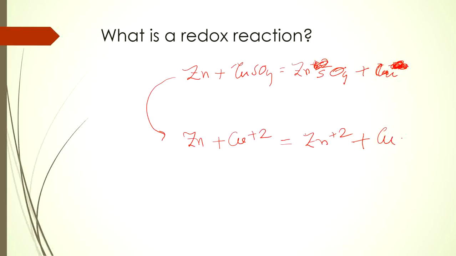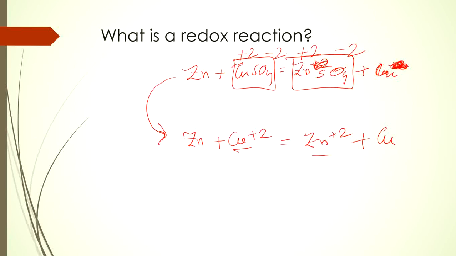Now why are we writing this as copper 2+ and zinc 2+? Say for example in this copper sulfate the oxidation state of copper is +2 and the sulfate has a -2 charge, whereas similarly in zinc sulfate, zinc has the oxidation state of +2 and the sulfate has a -2 charge. So therefore the ionic equation can be converted into zinc plus copper 2+ to zinc 2+ plus copper.